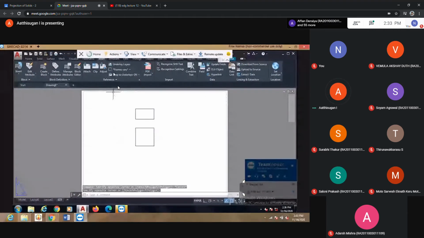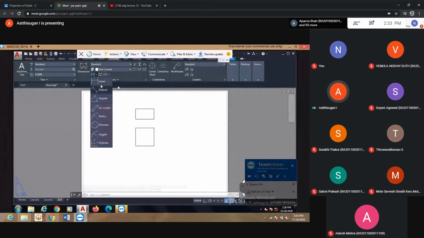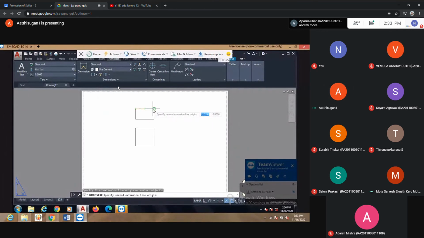See there. Go to annotate, then give as many dimensions as needed. Suppose linear, then you can select linear. Sir, in a cylinder it is not possible, right? For the cylinder you can give a circle, right? For the circle you can give the diameter, or else you can give the length of your diagram.